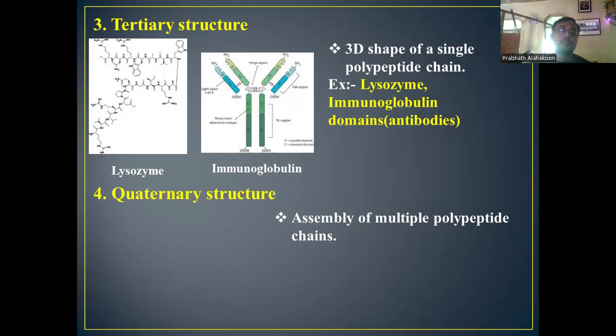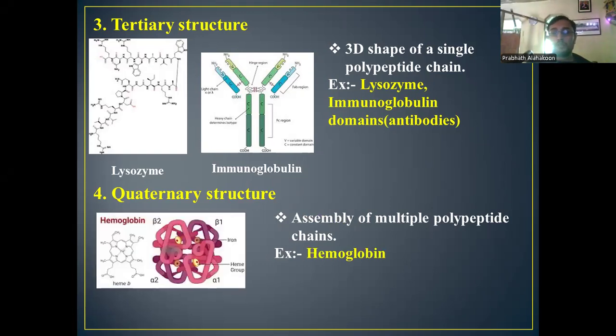Next we discuss another structure. It is quaternary structure. Quaternary structure contains an assembly of multiple polypeptide chains. An example of quaternary structure is hemoglobin. Third picture, you can be used to identify the structure of hemoglobin.